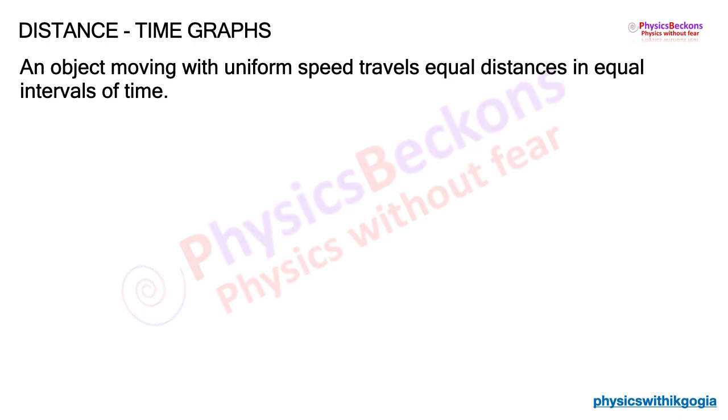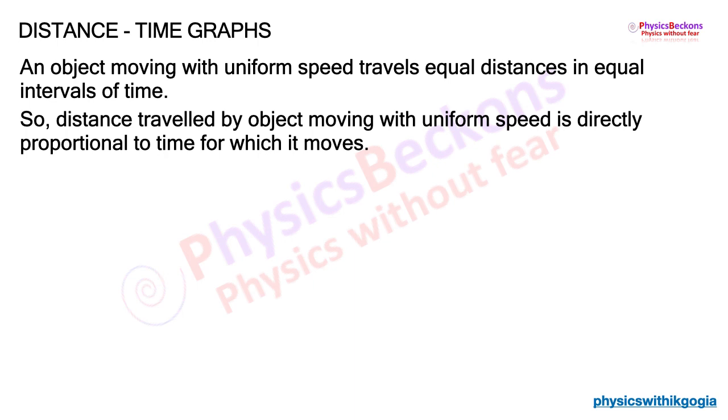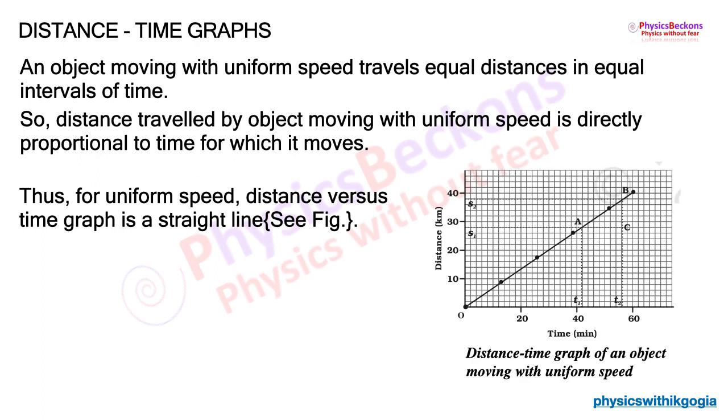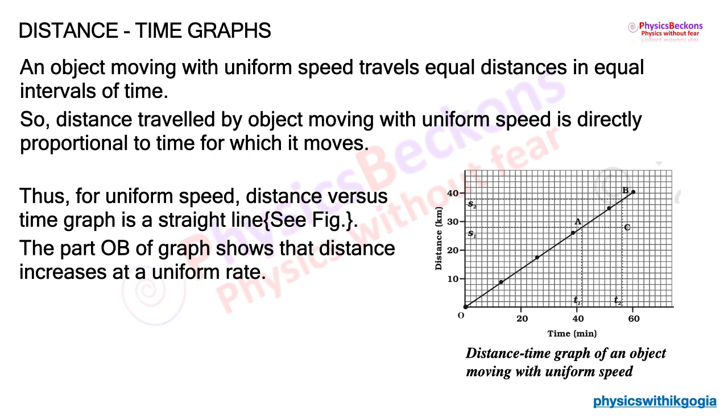An object moving with uniform speed travels equal distances in equal intervals of time. So the distance travelled by object is directly proportional to time for which it moves. We get a straight line graph in such cases. Remember, the distance time graph of an object moving with uniform speed is always a straight line. Here the part OB of the graph shows that distance increases at a constant rate.